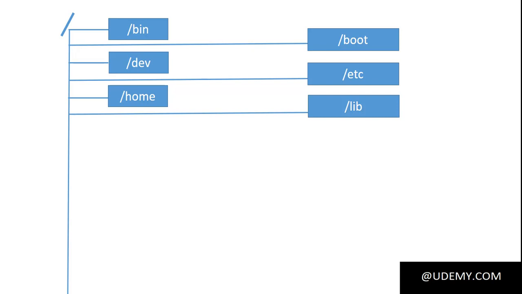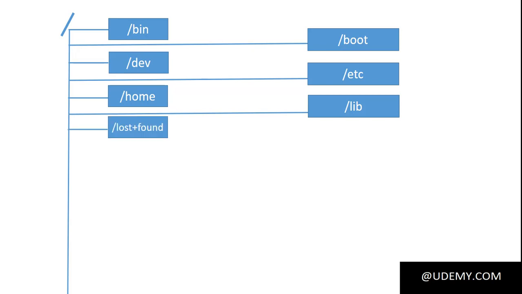Then there is the /lib directory. Lib stands for libraries. These libraries are used by programs situated in the /bin directory. And a library is a set of functions that are shared between programs. This folder is also very important for your system to work correctly.